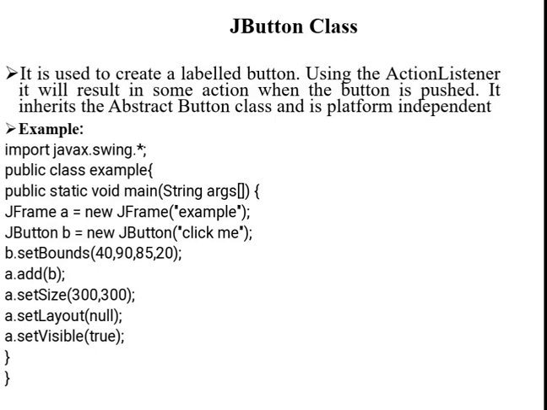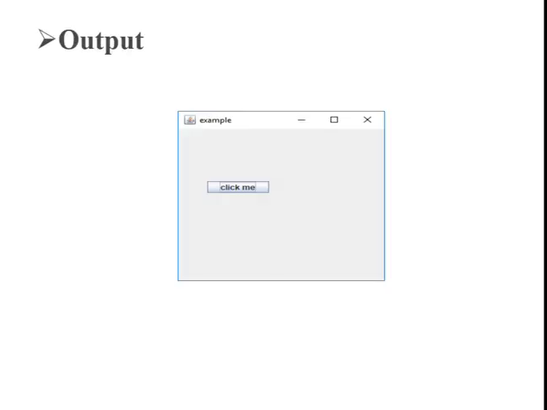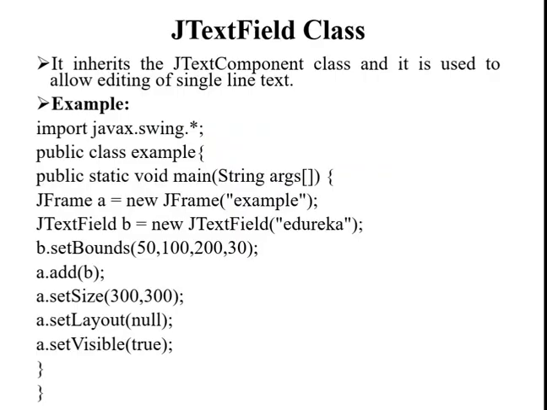That is, import javax.swing, class example. Example includes JFrame a is equal to new JFrame example, that is, we are creating the frame with the name of example. Next, JScrollBar b is equal to new JScrollBar, that is, we are creating the new scroll bar. b dot setBounds 90, 90, 40, 90, that is, we are setting the bounds. Then next, a dot add b, that is, we are adding the scroll bar to the frame.